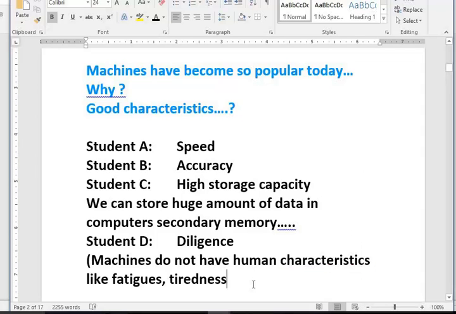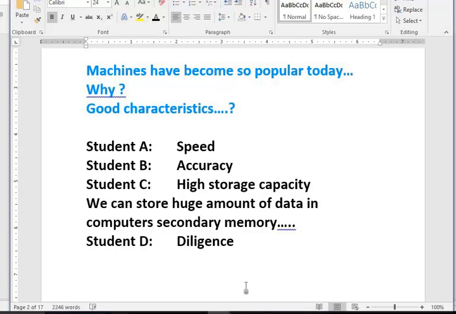That's why the machines have become so popular, sir. Machines will not feel any tiredness, sir. That is the diligence property. Oh, very good. Student D, can you tell me other characteristics other than whichever your friends told?